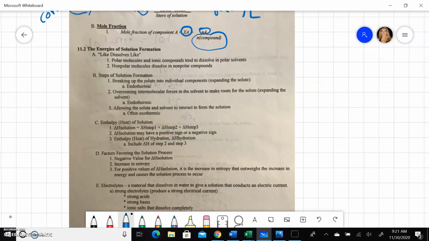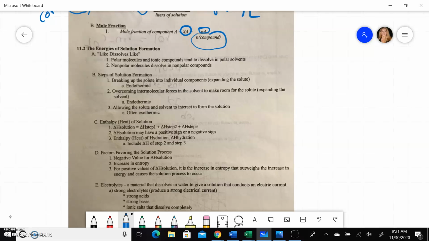This next section, 11.2, talks about how and why things dissolve. So first, let's review the phrase like dissolves like. When I say like, I'm talking about polarity. So polar things tend to dissolve other polar things. Nonpolar tend to dissolve nonpolar, and it's difficult to get a polar and a nonpolar to dissolve in each other. We call them immiscible, which means they are not able to be dissolved.